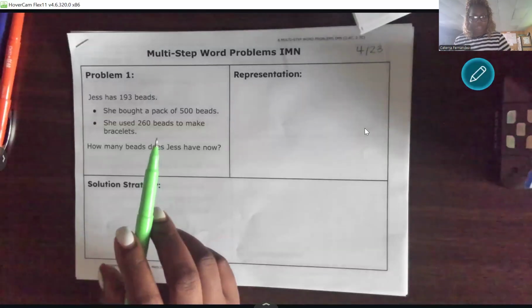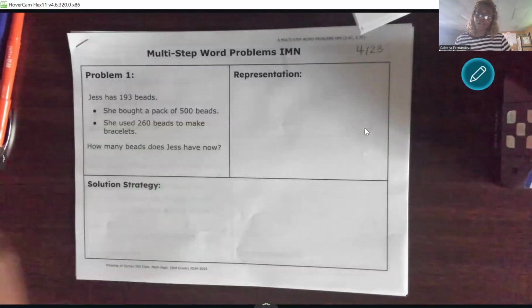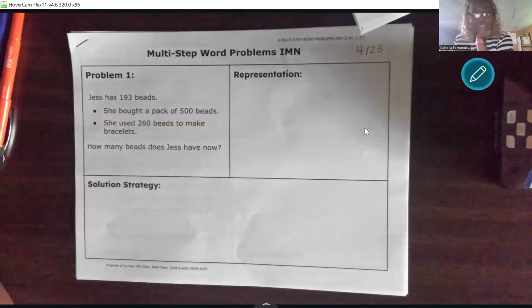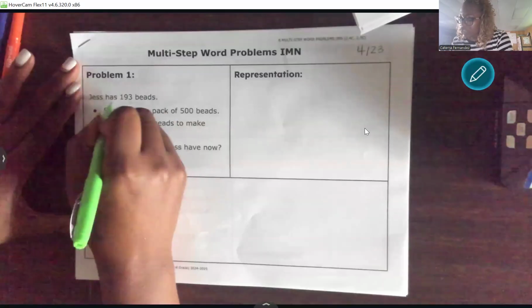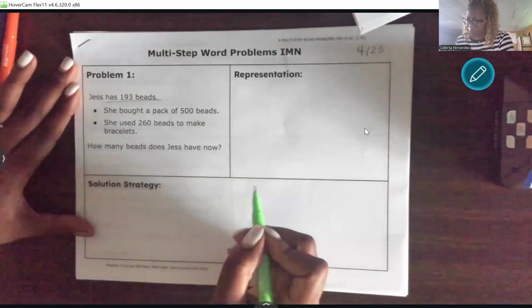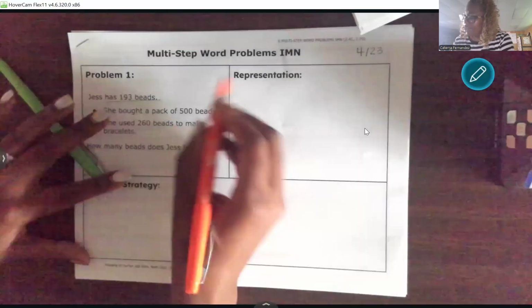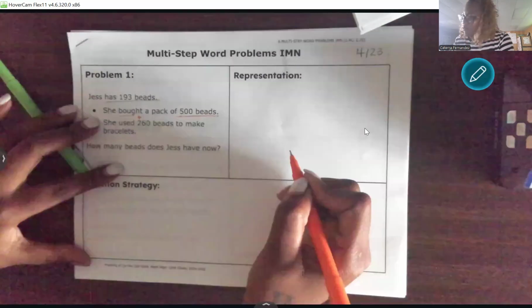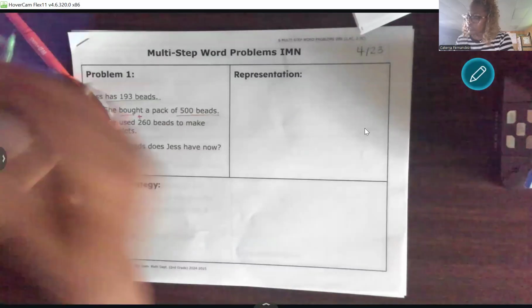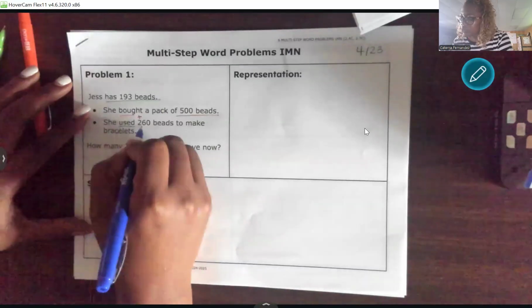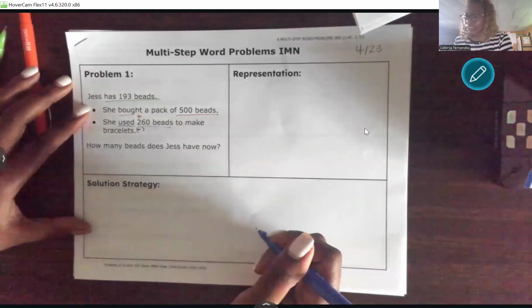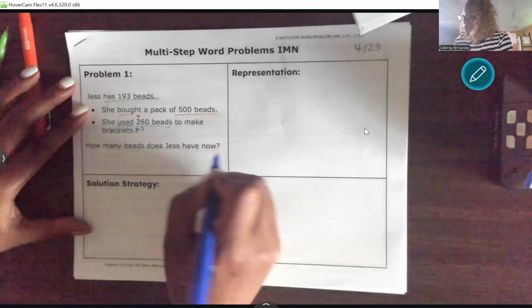Once they read it the first time, they'll go back and read it again, and this time they're going to pause and figure out if something's a part, is it a whole, what's missing, what are they adding, what are they subtracting. So Jess has 193 beads. She bought a pack of 500 beads. Bought is a key word, so I have them put an addition symbol. She used 260 beads. Used tells us that they're subtracting the 260. And how many beads does Jess have now?